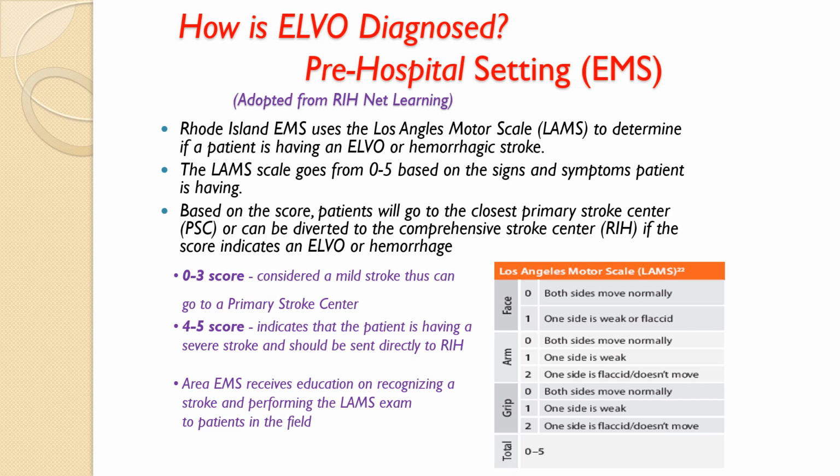So an area EMS receive education on this, recognizing a stroke and performing the LAMS exam on patients in the field. We're fortunate. We have a comprehensive stroke center at Rhode Island Hospital. We have multiple primary stroke centers in the state, so you don't have to wait hours to be transported somewhere, like in parts of the country where hospitals are spread out. We're very fortunate to have great places where we can be brought if we have one of these events.